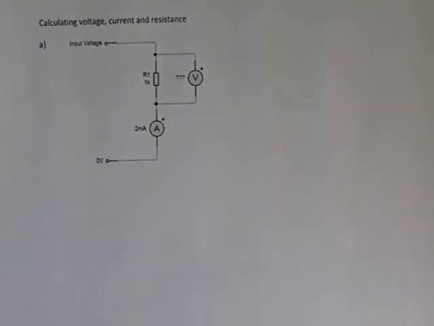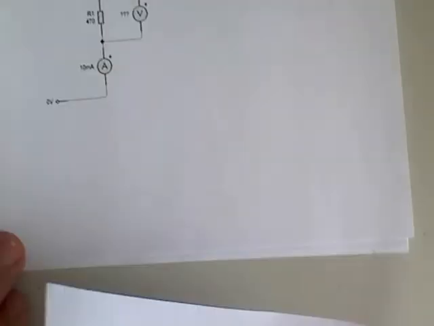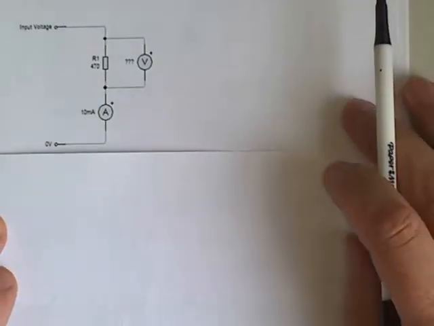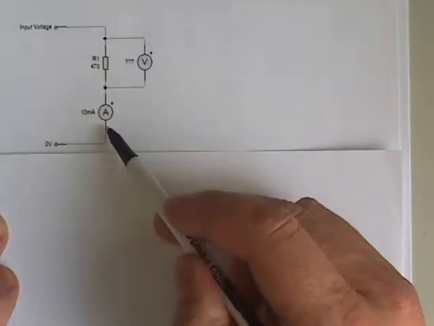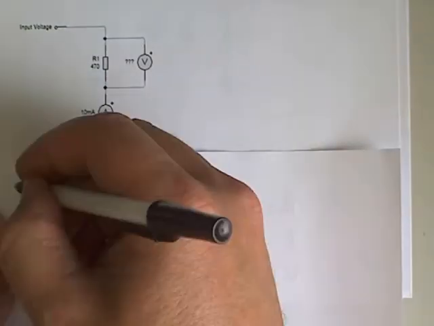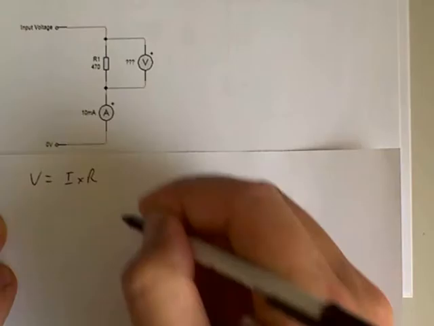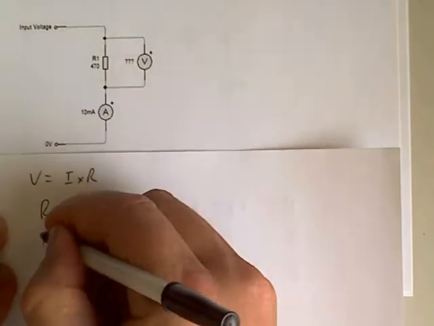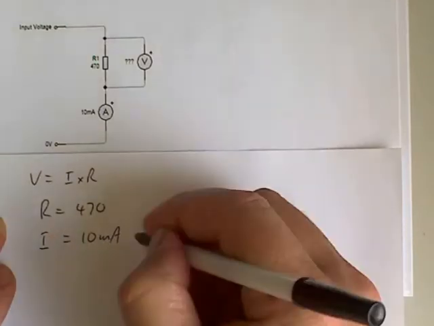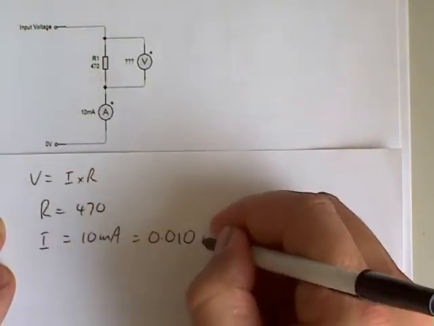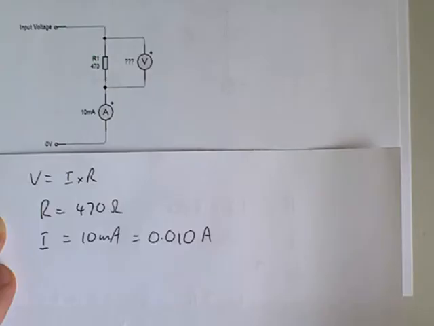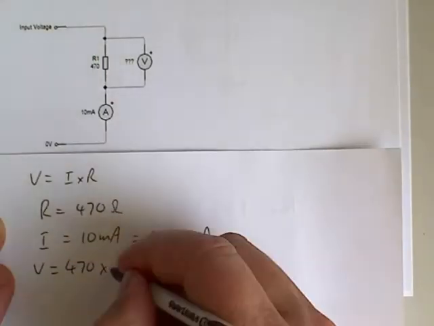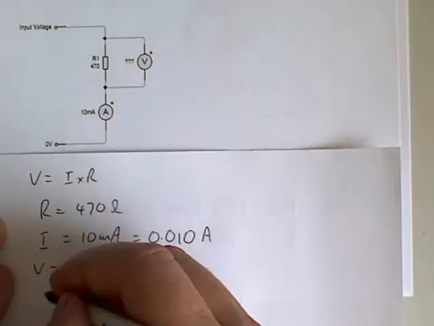Another example. The voltage across the resistor is unknown. We have a 470 ohm resistor with 10 milliamps of current. So again, V equals I times R. R equals 470, I equals 10 milliamps, which equals 0.010 amps. Then substituting into my equation, V equals 470 times 0.010.